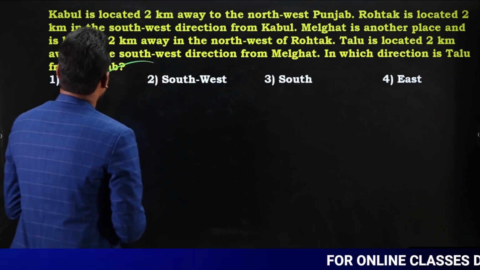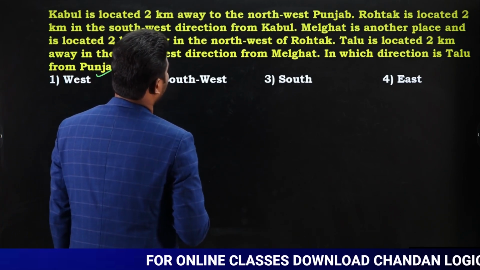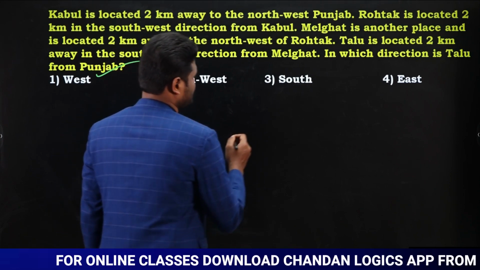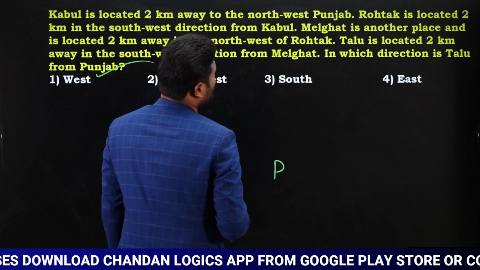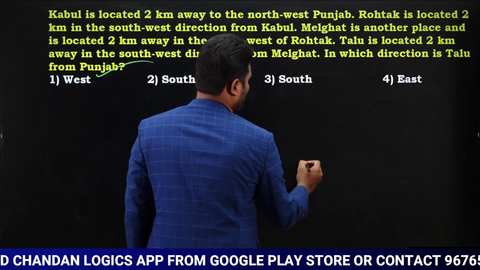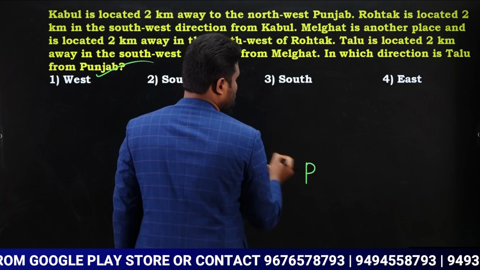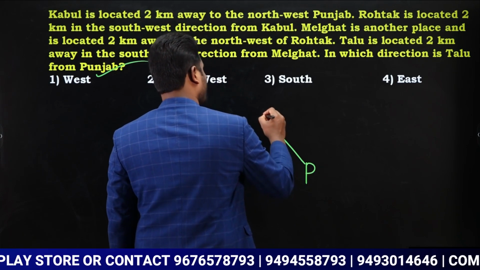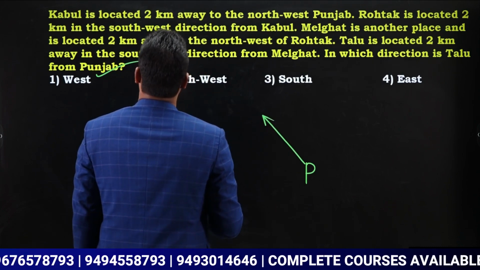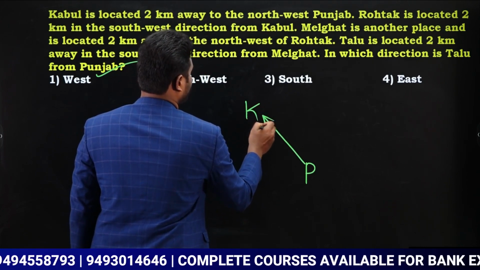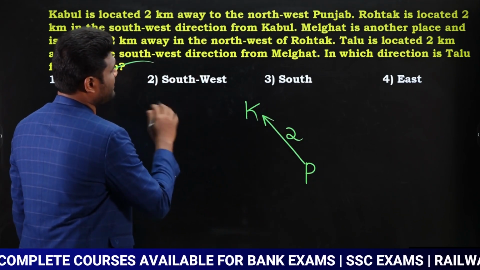So we need to know in which direction Talu is from Punjab. Look here, the question said that Kabul is located 2 kilometers away to the northwest of Punjab. So look here, this is Punjab, okay? For Punjab northwest, this is north, this is west. So northwest means in this way, okay? For Punjab northwest, who is there? It seems Kabul is there. Kabul is located 2 kilometers away to the northwest of Punjab.